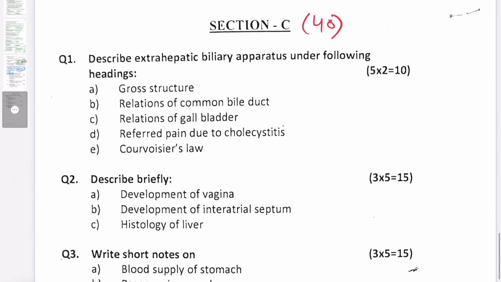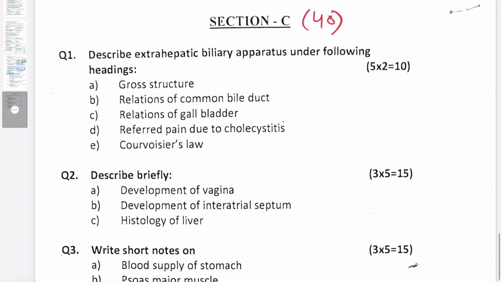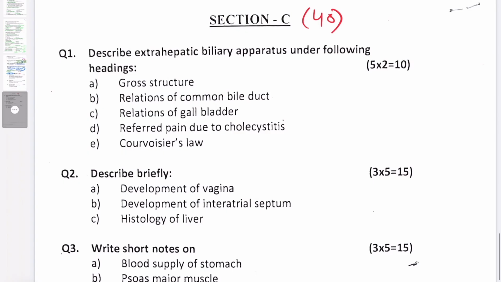Section C again was 40 marks. The 10 marks long essay type question was: describe extra hepatic biliary apparatus under the following headings. It described the gross structure of this extra hepatic biliary apparatus, then relations of the common bile duct, supraduodenal, retroduodenal, infraduodenal, remember, and then relations of the gallbladder, and referred pain due to cholecystitis. There was an MCQ on this, and Courvoisier's law also has to be mentioned here.